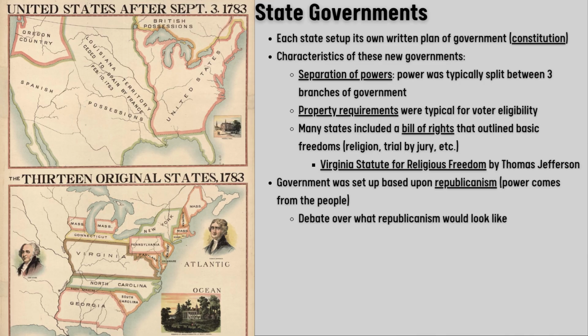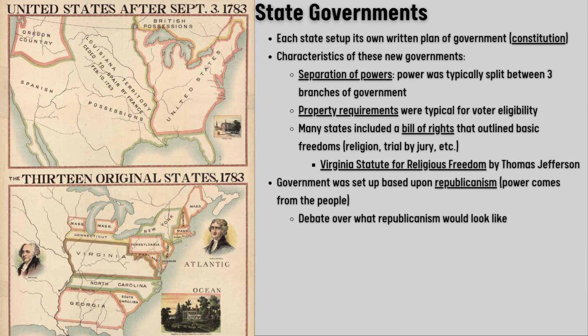Another common aspect was property requirements for voting. This often meant that only landowners could vote, limiting participation. Many states also adopted a Bill of Rights, safeguarding basic freedoms like religion and trial by jury. This was crucial in ensuring individual liberties were protected. A notable example is the Virginia Statute for Religious Freedom, authored by Thomas Jefferson, emphasizing the importance of religious liberty.